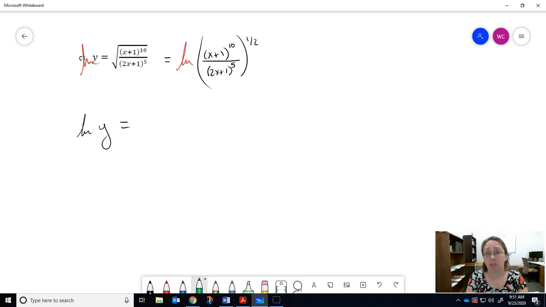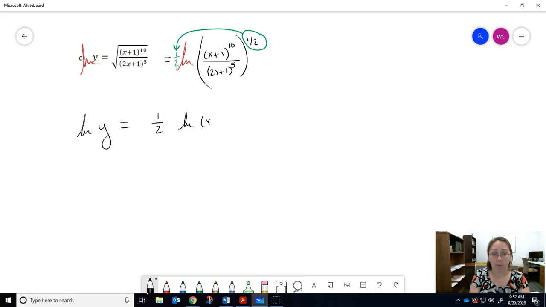Which log rule would we use first? We have powers, we have quotient. What goes first? Well, this 1/2 is on everybody, so it would actually be taken care of first. So the 1/2 will go in front. After we deal with that 1/2, then we have a quotient rule. So we have 1/2 ln of the top minus ln of the bottom.